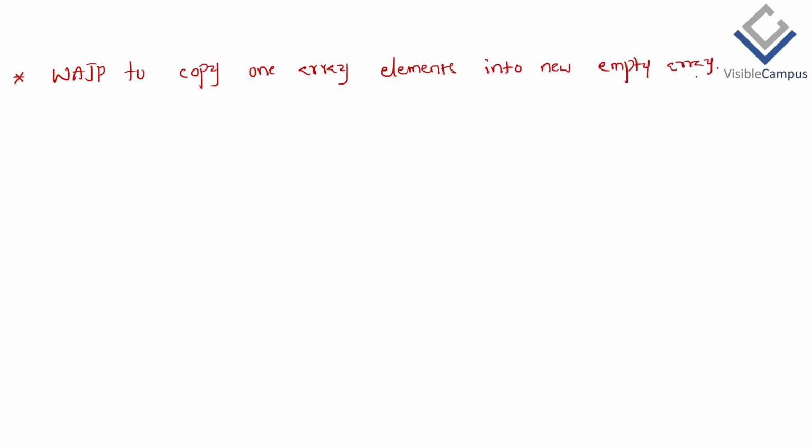It means there is one array with some elements. Those elements we have to copy into a new empty array. So that is a requirement. For this, first let us take one existing array, say int array name x equals the array elements in curly brackets, 100, 200, 300, comma separated like this. There are 5 elements.